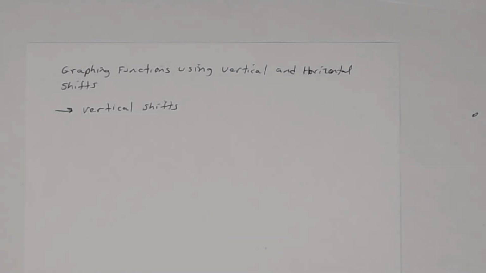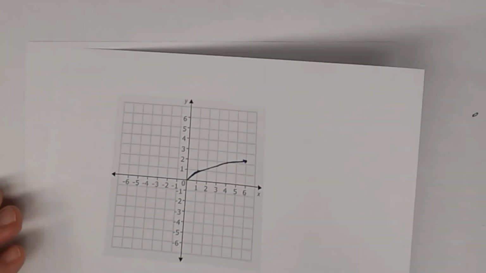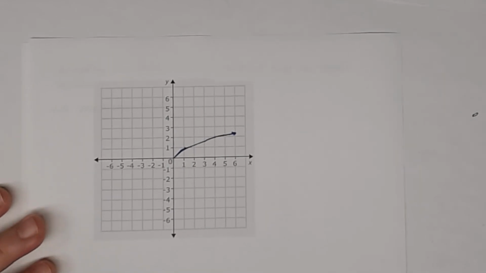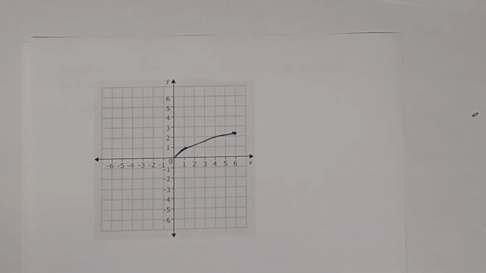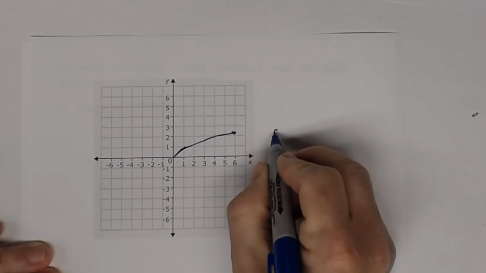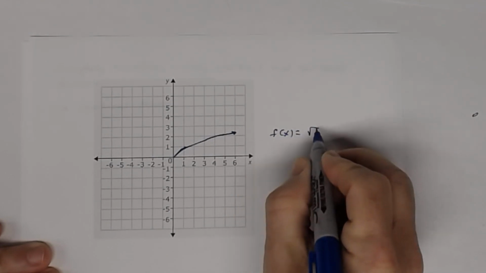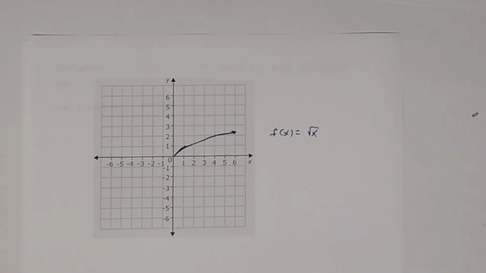All right, in this lesson, we're going to look at graphing functions using vertical and horizontal shifts. We're going to look at vertical shifts first. So let's look at this function here. This function is f of x equals the square root of x. So that's what this function represents.